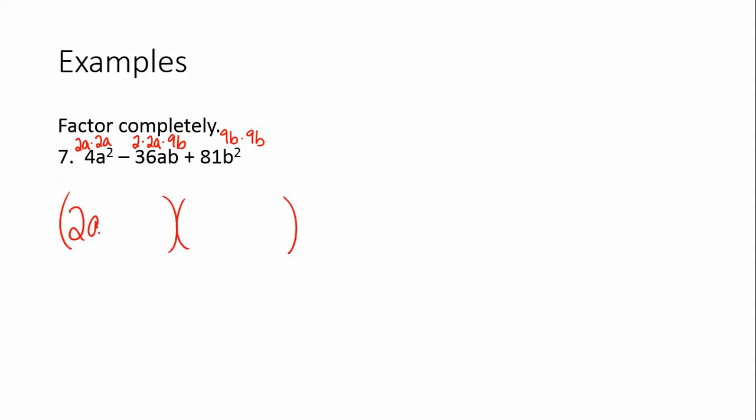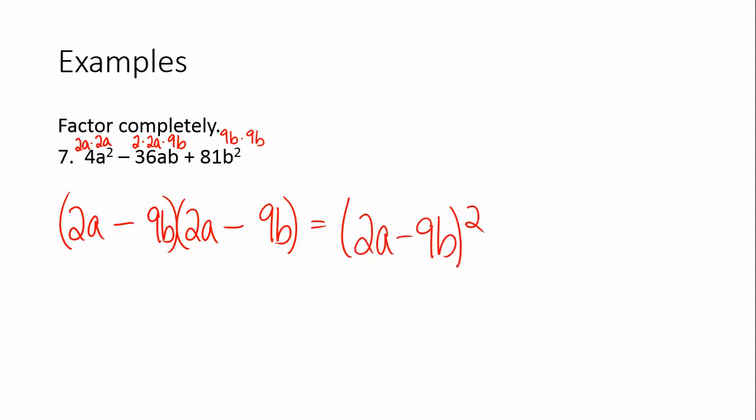So in the front, we have 2a's. In the backs, we have 9b's. And our signs are both subtraction. And again, if you want to write it as a quantity squared, you can do that.